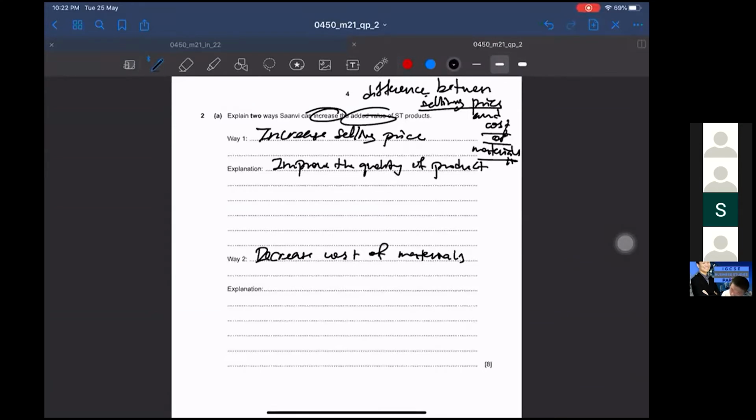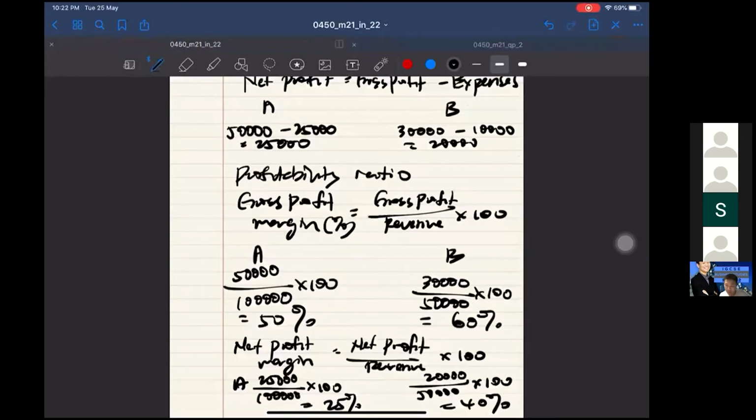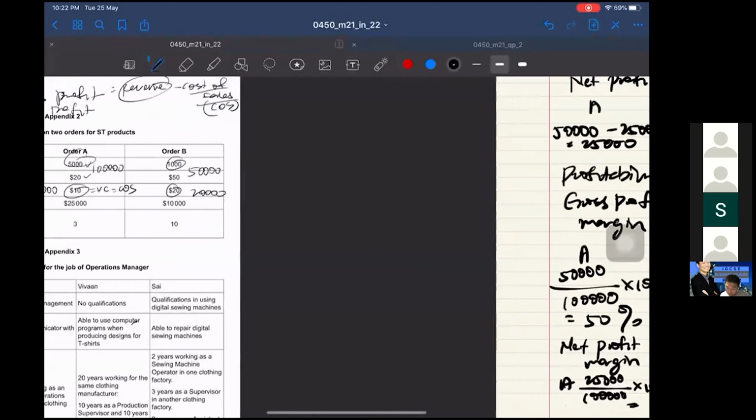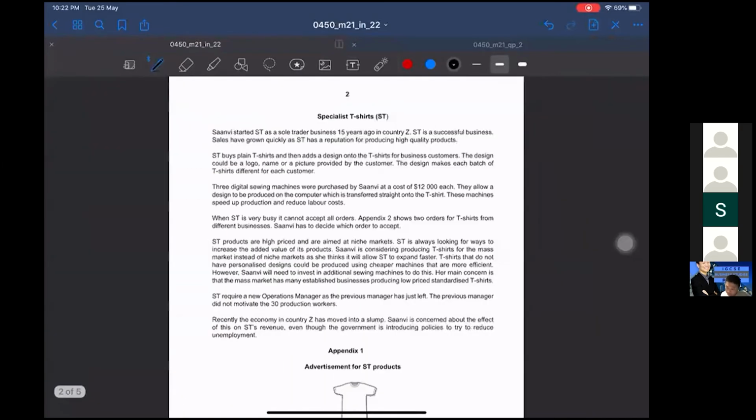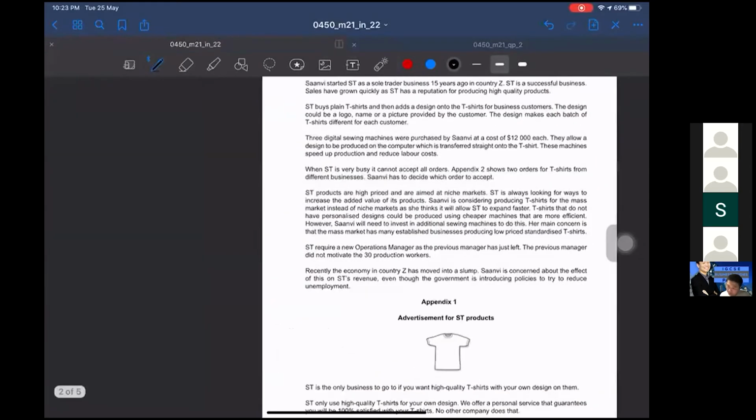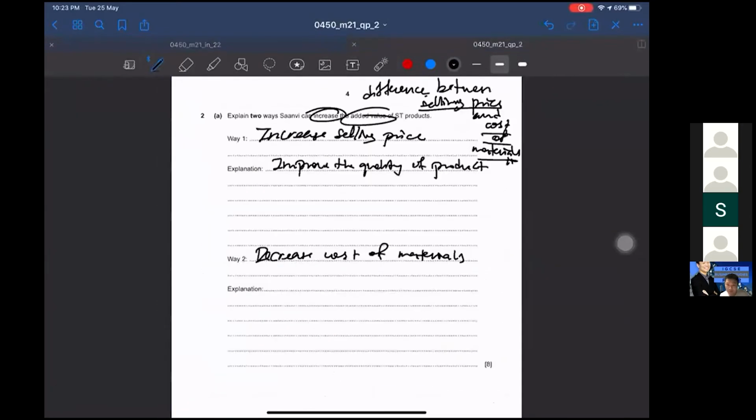Since they ask for application, what is the product they are actually making? So go back to the appendix. Now this is a business, sole trader, successful business, high quality products. So they are producing t-shirts, adding a design onto the t-shirt. I know how to apply already, since I didn't mention the product, so you write, improve the quality of the t-shirts.